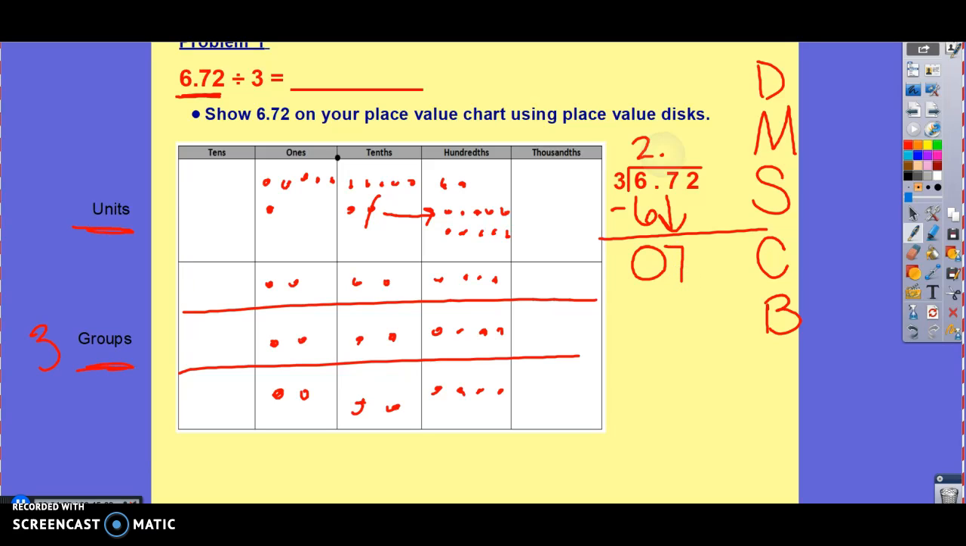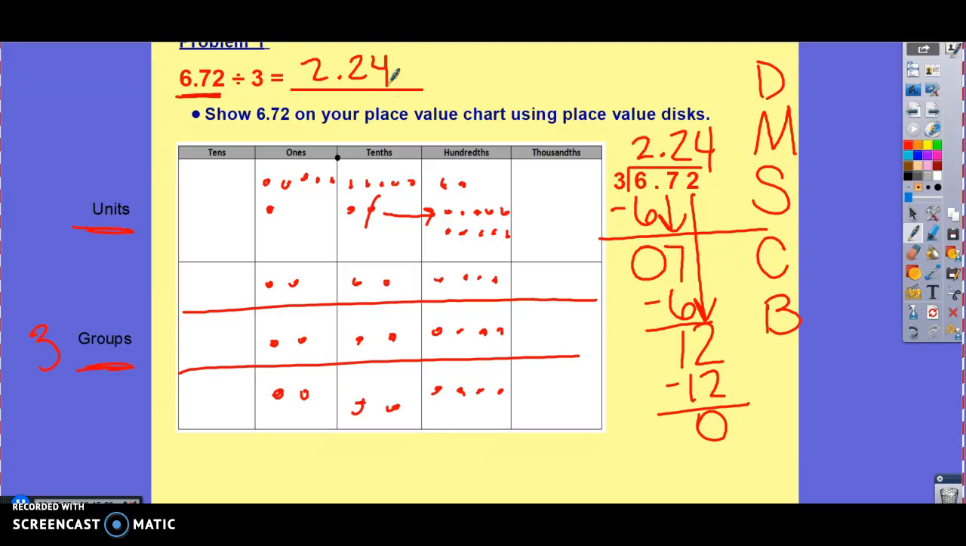How many times will 3 go into our 7? Well, we learned over here it will go in 2 times. 2 times 3 is our 6. And here was our 1 that was left over that we brought to the hundredths place. So 7 minus 6 is 1. Bring down your next digit. 3 will go into 12 4 times. 4 times 3 is exactly 12. We have no remainder in this problem. The answer to 6 and 72 hundredths divided by 3 is 2 and 24 hundredths.